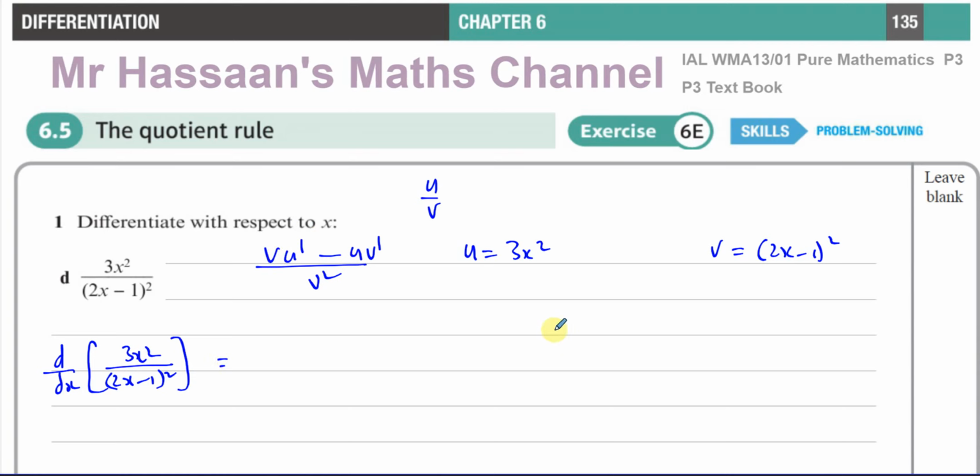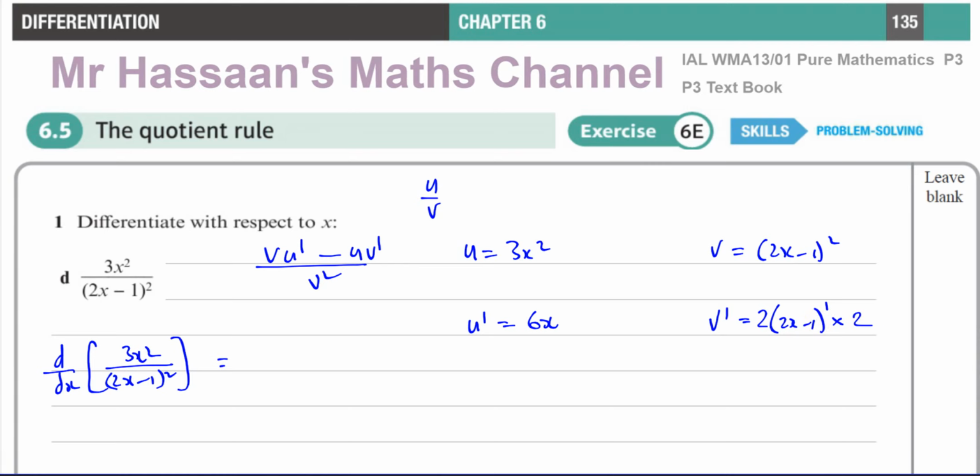Now, what we need to do is find what u dash is, which is the differential of u, which gives us 6x. That's pretty simple. And we'll have to also differentiate v. Now here we have to use the chain rule because you have a function within a function. This is something in the form of something raised to a power. So we multiply by the power, so you have 2 times, then 2x minus 1. Take 1 from the power, and then multiply by the differential of what's inside the function, which is the differential of 2x minus 1, which is 2.